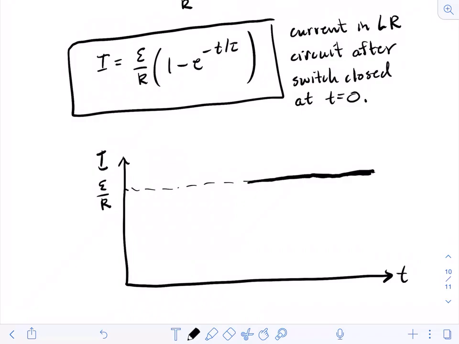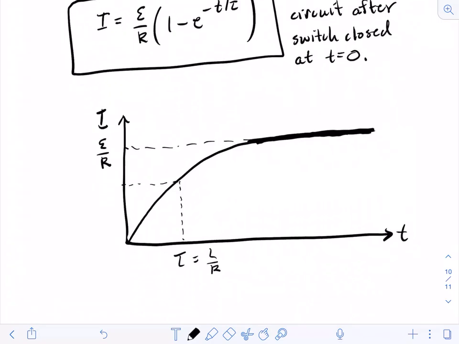And if you plot this function carefully for times that aren't long, it ends up looking something like this. Let me see if I can draw this slightly nicer. There we go, something like that. And the time constant tau is L over R, somewhere around here.